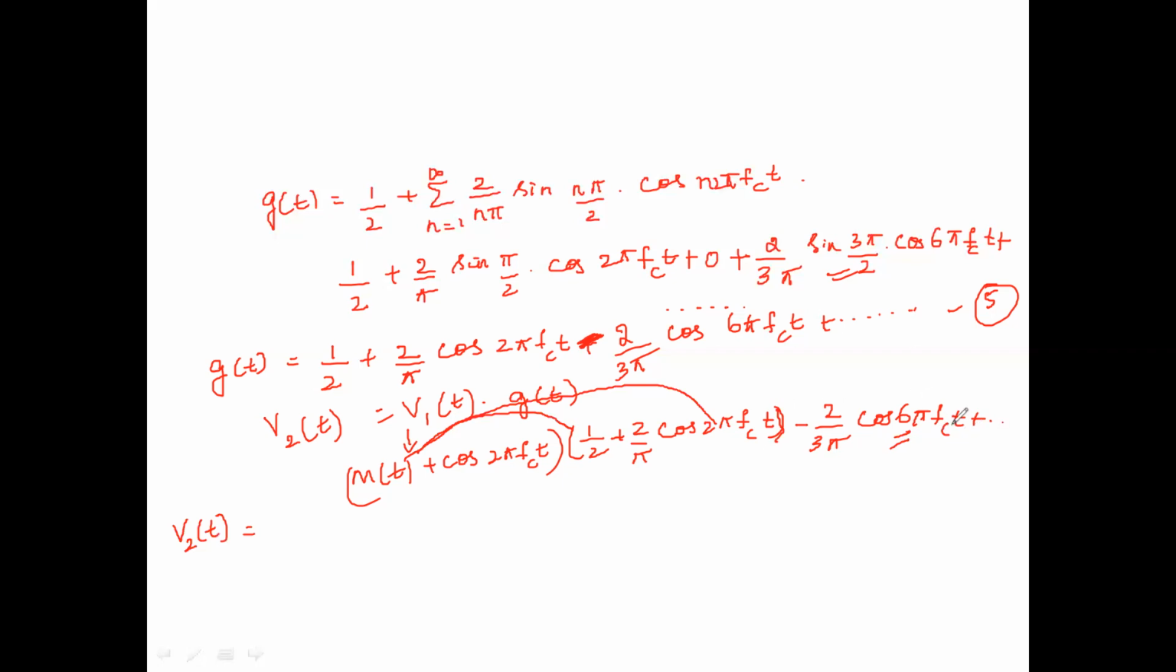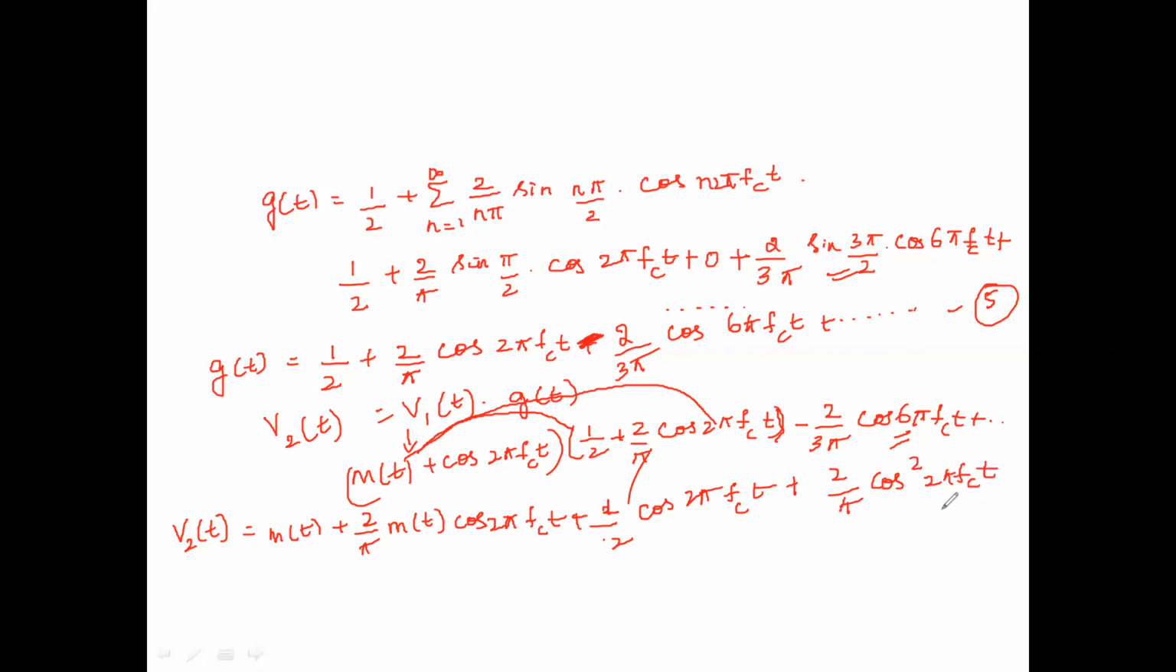So what you get, v2 of t, you get it as m of t plus 2 by pi into m of t cos 2 pi fct plus 2 by pi m of t cos 2 pi fct plus 1 by 2 cos 2 pi fct plus 2 by pi cos square 2 pi fct. So this is the value you get, and you will have some other values here.